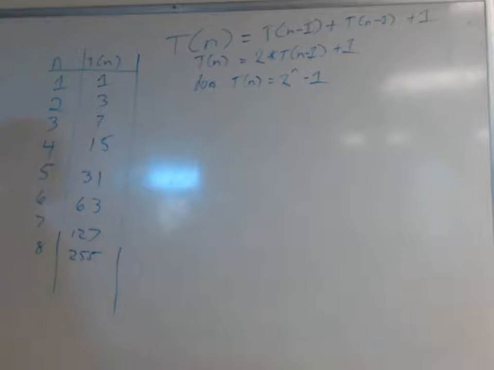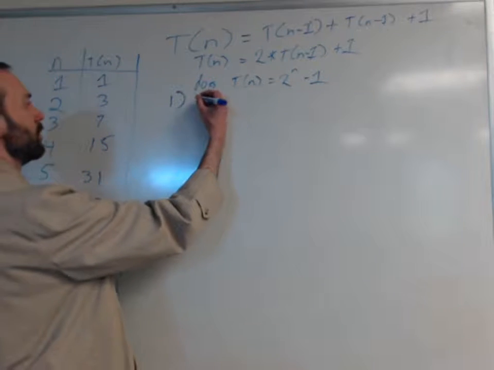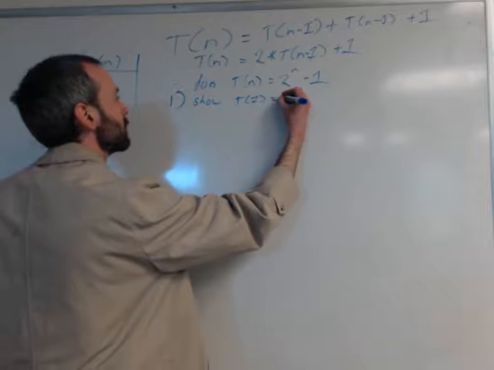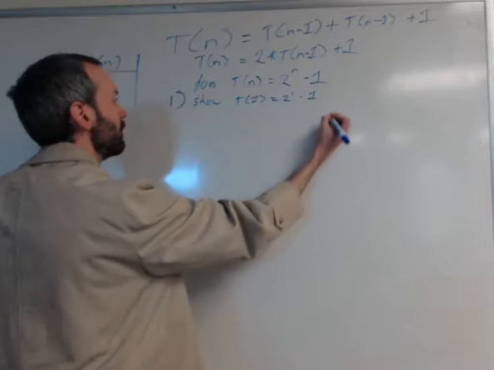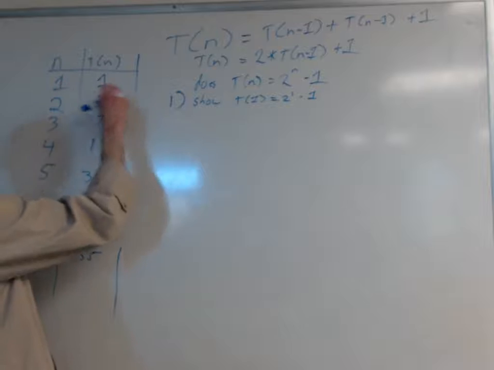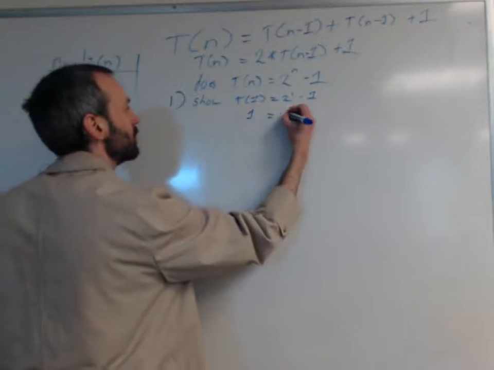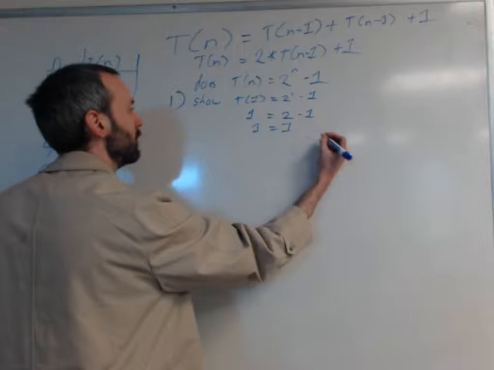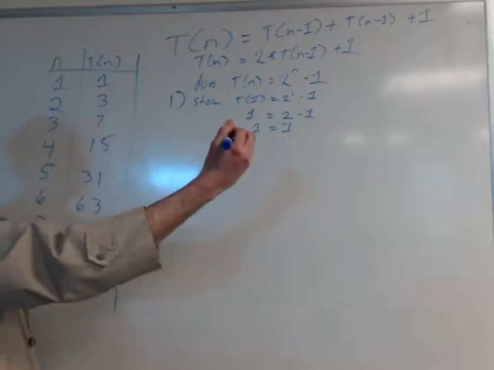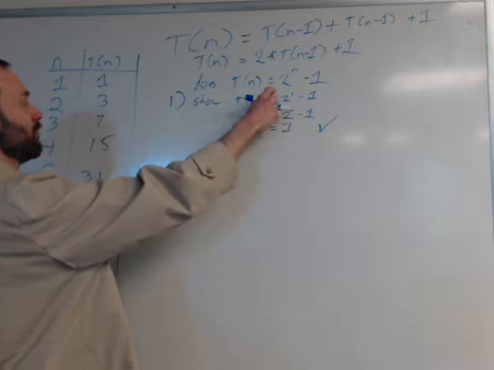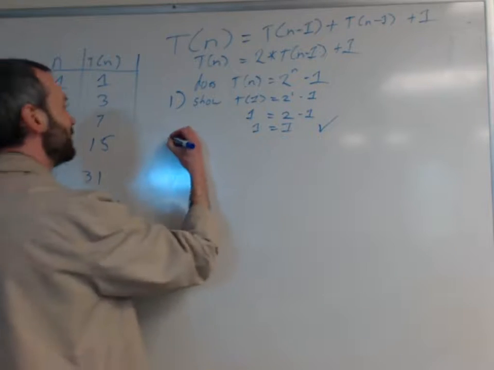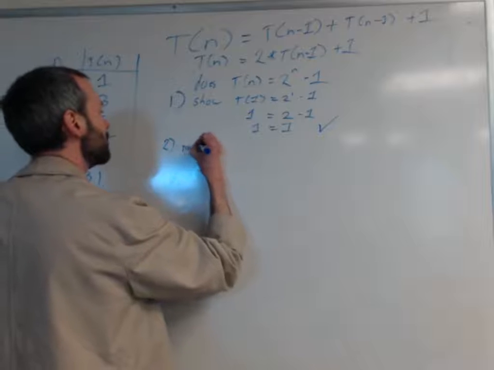What's proof by induction? All right, let's prove it for the base case, right? First, show T of 1 equals 2 to the 1 minus 1. All right, well, T of 1 is, of course, 1, which equals 2 minus 1. So 1 equals 1. Everyone good? All right. So that proves the formula works for the first one, right?